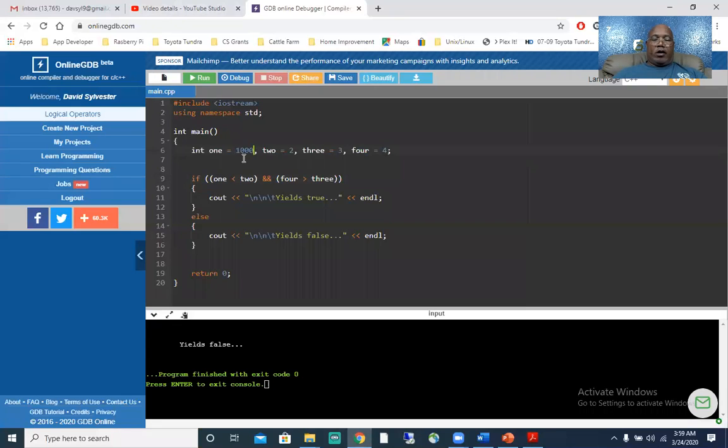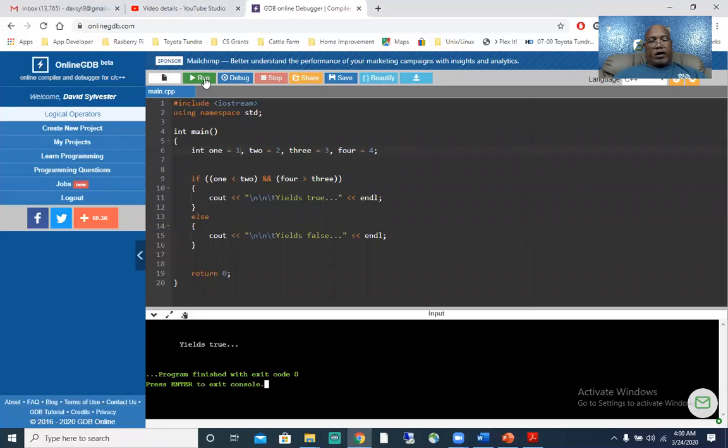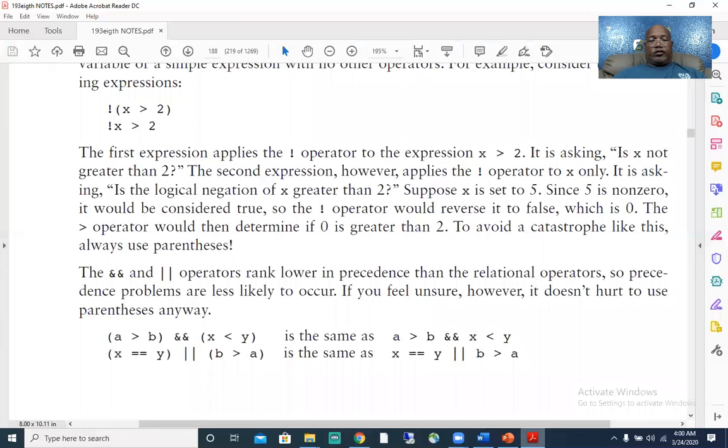But if I go back and make the 1,000 equal to a 1, then that will make that expression yield true. So now it's true. But you've got to include everything in these parentheses. And as I told you, class, missing parentheses, or parentheses or curly braces in the wrong place, can cause you a lot of havoc. They can considerably change the logic in your program. Okay, so let's get back into the notes.